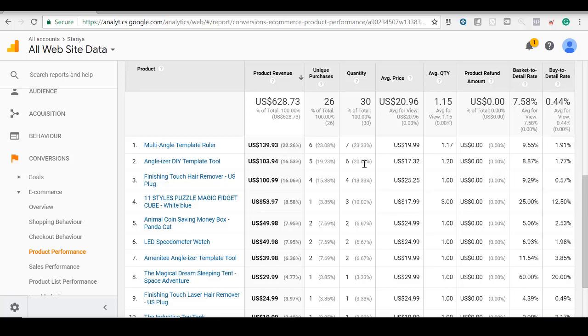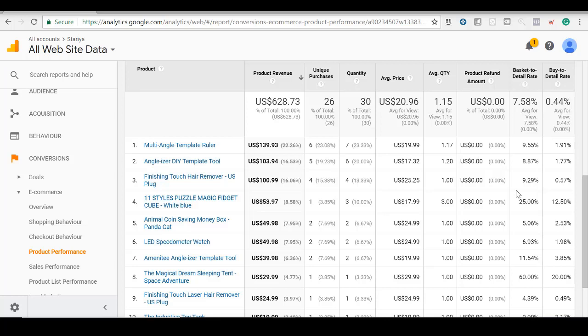So you have, of course, your revenue, the total revenue amount for the highest selling product, unique purchases, which is the total number of purchases, and quantity. You've got your average price, so even if you've changed the price once or twice, it shows you the average price that it sold at. You've got your average quantity that you're selling and refund rate.